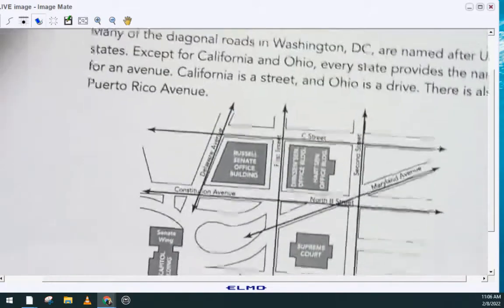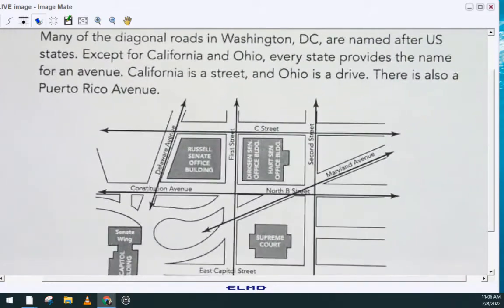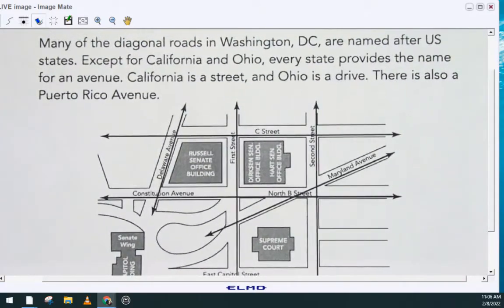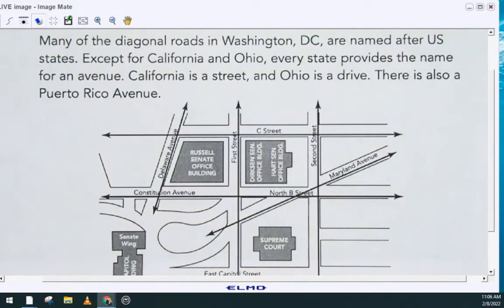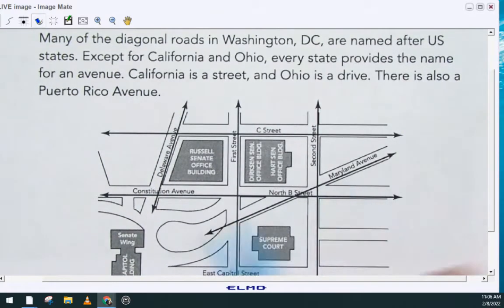Okay, so many of the diagonal roads in Washington, D.C. are named after U.S. states. Remember, diagonal is this way or this way, okay? Except for California and Ohio, every state provides the name for an avenue. California is actually a street. Ohio is a drive. There is a Puerto Rico Avenue.